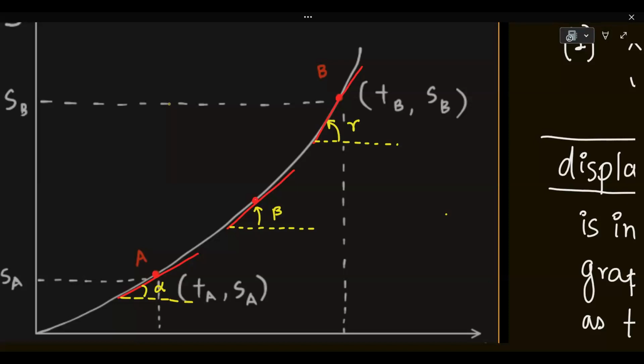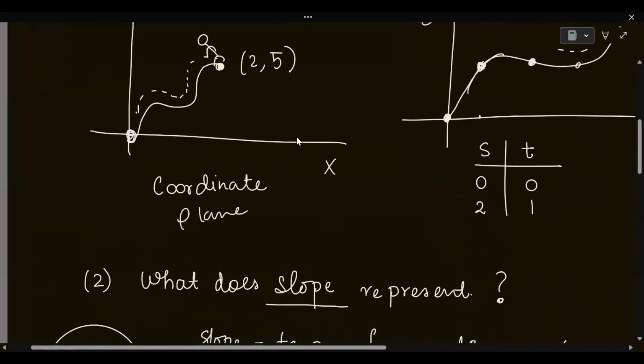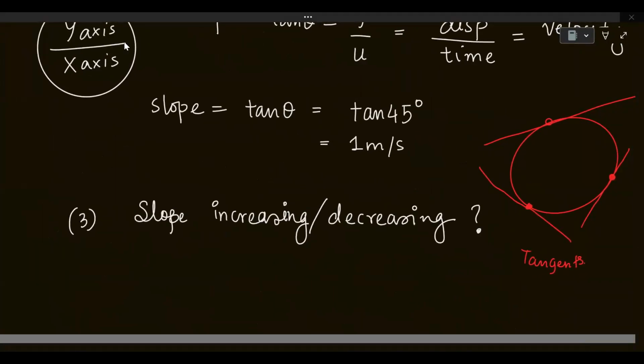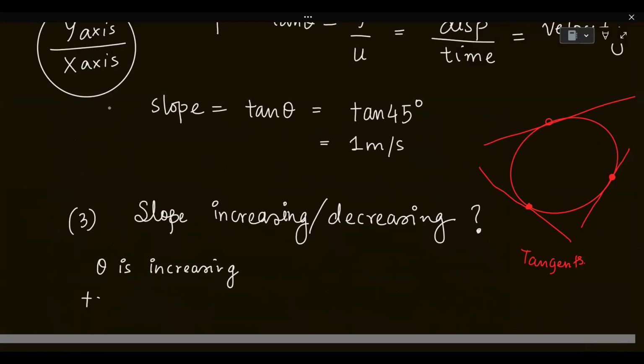Guys, what is happening to the angles? Is it increasing or decreasing? It's increasing. So I'll write a bunch of statements, and you tell me whether that is true or not. I know theta is increasing, right? So can I say tan theta is increasing?